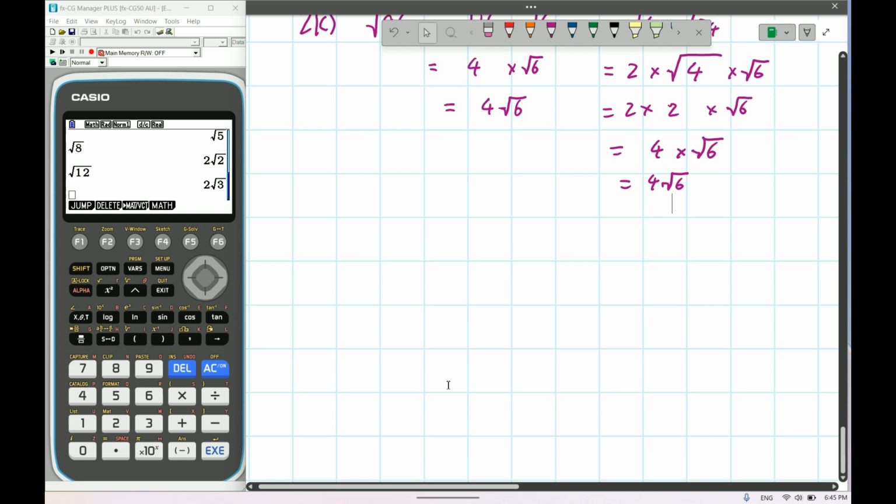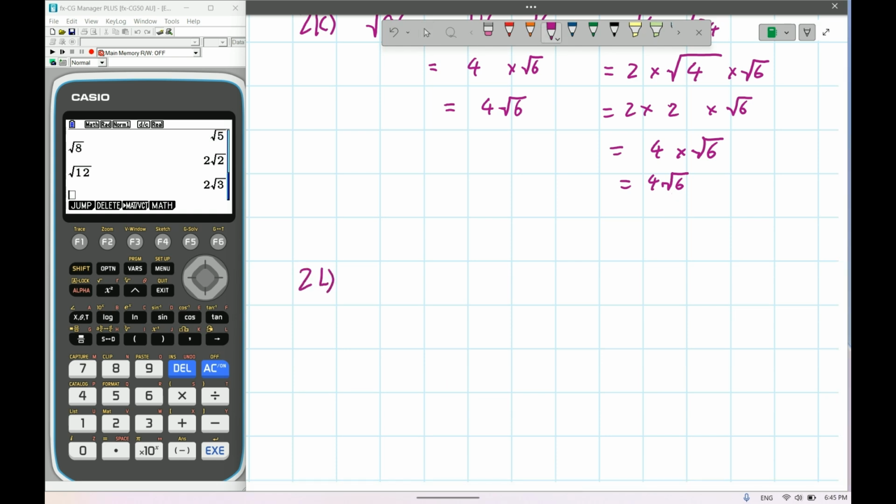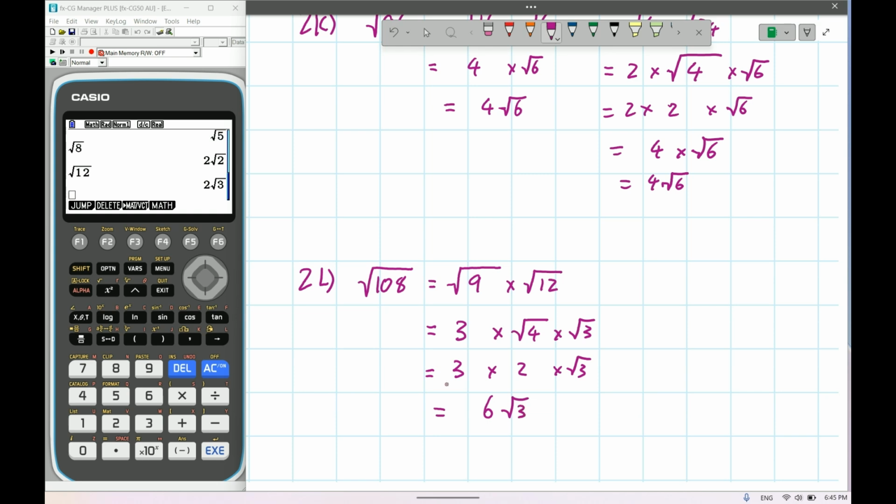Okay, so that was 2k. Now we have 2l. So you've got square root 108. Now, I know that this breaks up into 9 times square root 12. So square root 9 makes 3. Now, I can actually break up this 12 into a square root 4 and a square root 3. And this square root 4 will make 2. So you have 3 times 2 is 6 times root 3. So that makes 6 root 3.